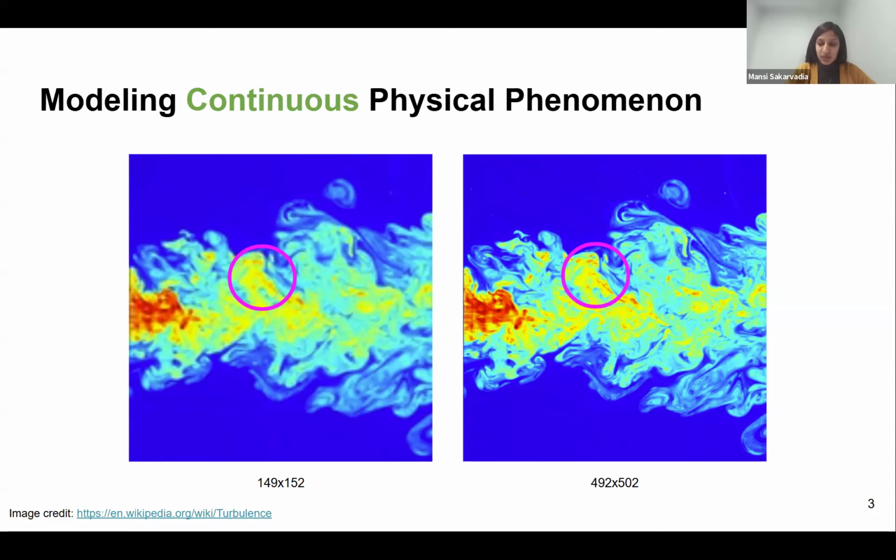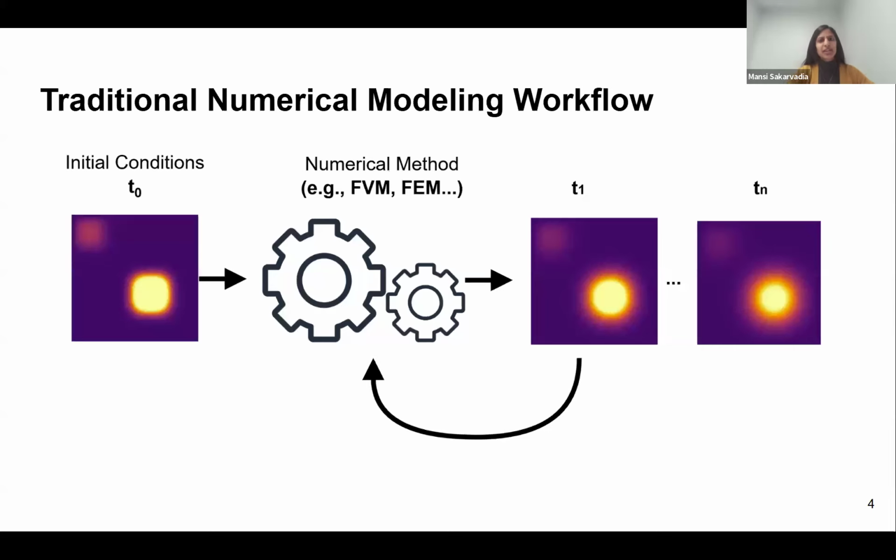So take, for example, the application of modeling turbulent fluid flow around an airplane. You really want fine-grained details to be resolved accurately. And so to talk about how we handle the problem of selecting the appropriate resolution in our simulation workflows, I'm going to get everyone on the same page with highlighting what a traditional numerical modeling workflow typically looks like.